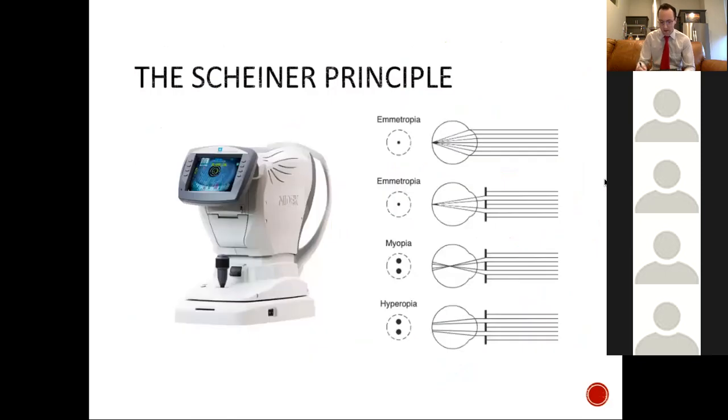So now I'd like to go ahead and discuss what's called the Scheiner principle, okay? And the Scheiner principle was identified by a gentleman named Christoph Scheiner, right? And this was 400 years ago. It relies on what is called the double pinhole aperture system. And it is a way in which we can measure the spherical refractive error, okay? And it's one of the basic principles that we use within the autorefractor, okay?